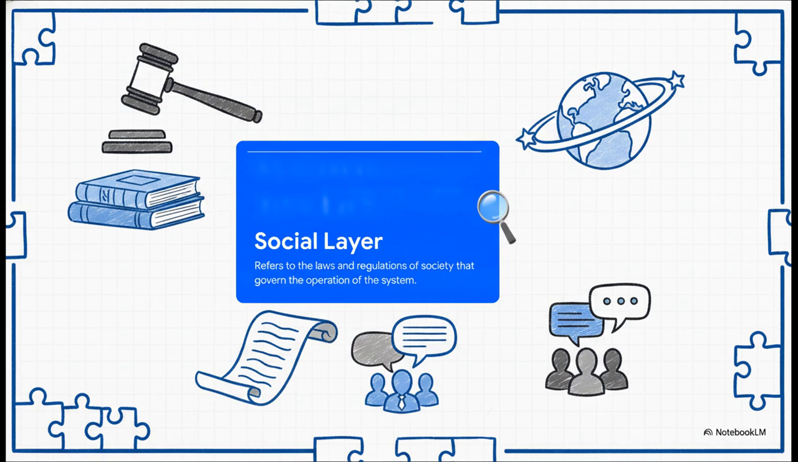Finally, at the very peak of our stack, we have the social layer. Listen, no organization exists in a vacuum, right? They all exist within a society. The social layer refers to the external laws, the national regulations, and the societal expectations that strictly govern the overall operation of the system. These are the absolute non-negotiable boundaries set by governments.